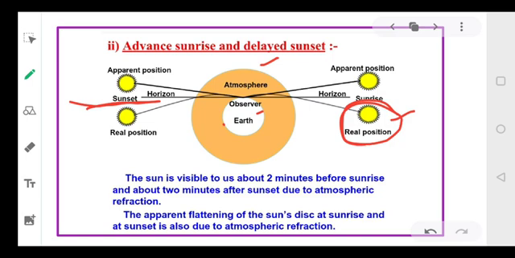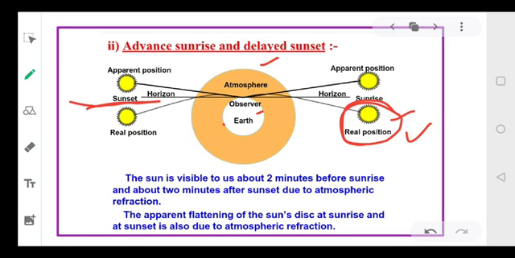Okay? Horizon means we will not be able to see things below it. Until something comes above the horizon, we won't be able to see it. If we are standing on the surface of the earth, we can only see those objects which are above the horizon. Now see, the sun is present here, below the horizon, and the light has to travel a longer distance to reach the person who is standing on the earth.